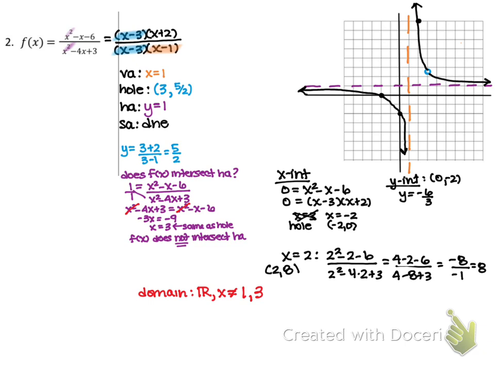Then I did a quick check. Am I actually going to intersect the horizontal asymptote? I plugged 1 in for y into the original equation, cross-multiplied, solved, and I got x is equal to 3. But x equals 3 is already accounted for. That is the x value of the hole, which means you're not going to cross the horizontal asymptote.